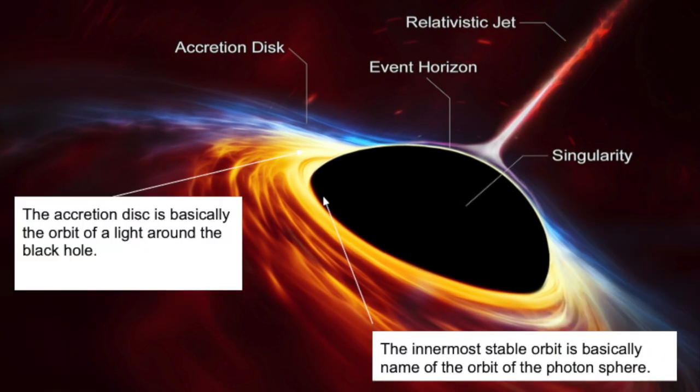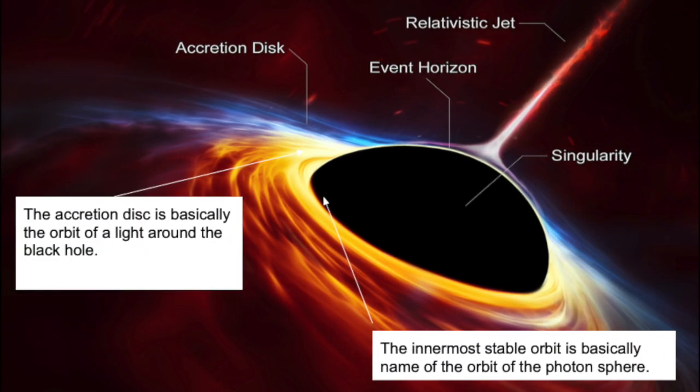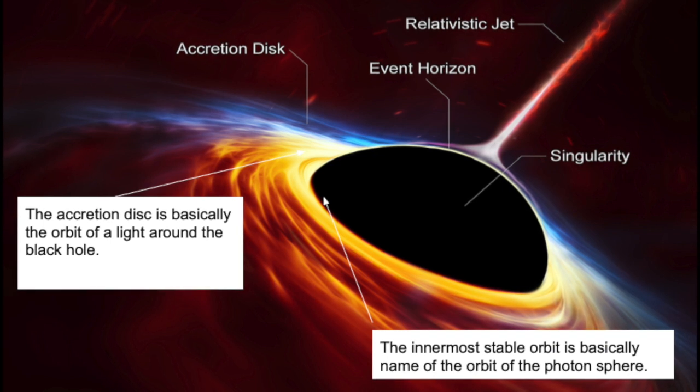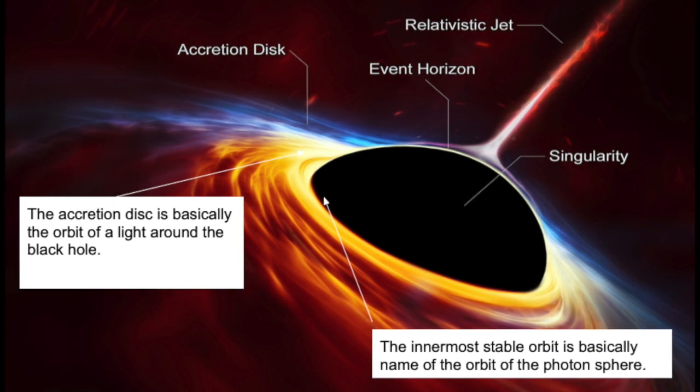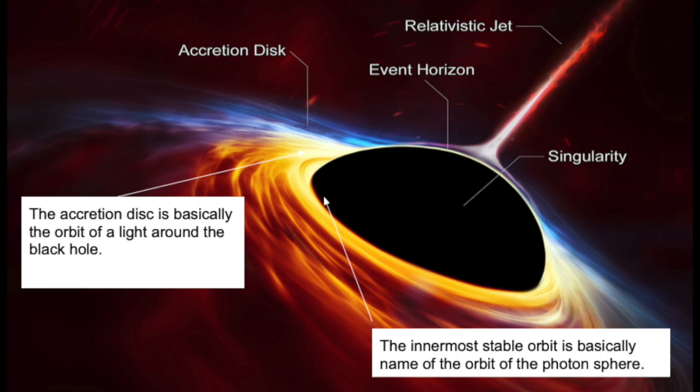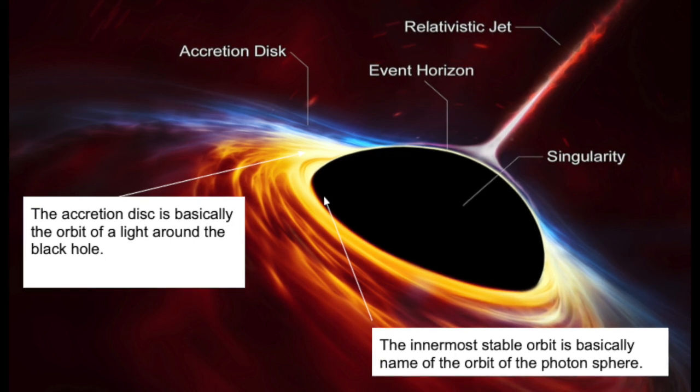Next up, we have the innermost stable orbit. This is a point where matter and energy can safely orbit the black hole without fear of crossing the event horizon. Finally, we have the accretion disk. The accretion disk is made up of a bunch of superheated matter and energy orbiting the black hole.